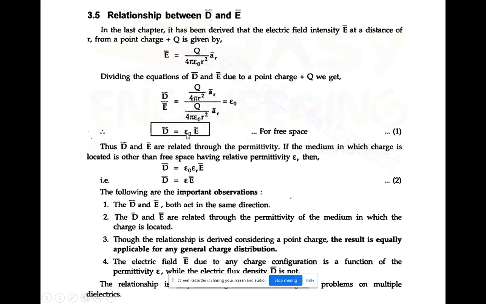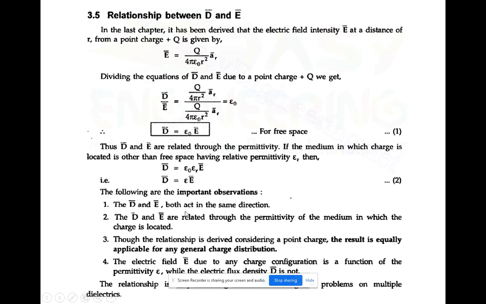So you can represent the D vector as epsilon naught into E vector. This is for free space. In free space you have only epsilon naught in the electric field intensity relation. Otherwise, there will be an epsilon r also. So generally, you can represent the D vector as epsilon naught into epsilon r into E. You can simply replace epsilon in place of epsilon naught into epsilon r.